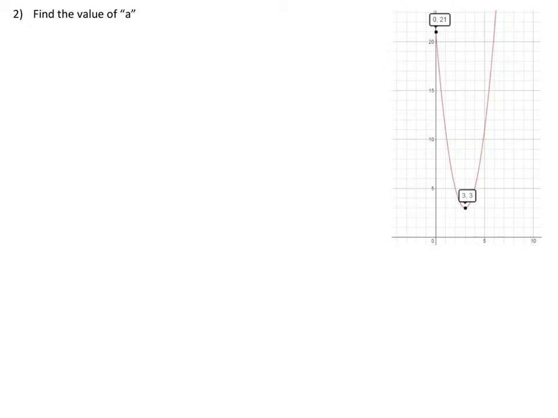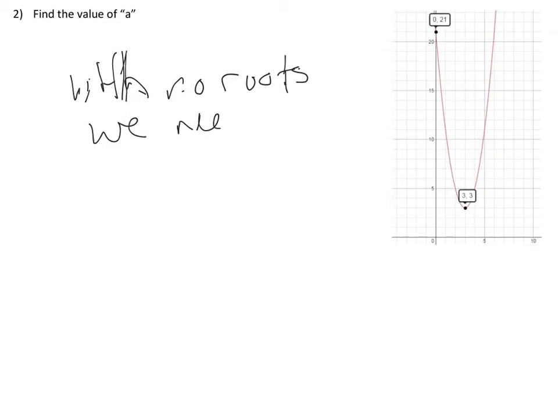So what I'm going to say is, with no roots, we need another strategy.